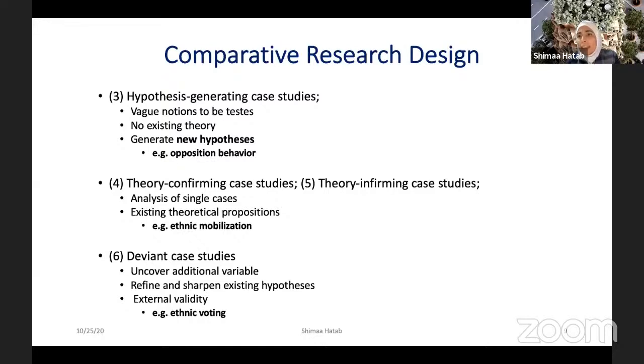So if this is the theory, and it didn't happen, so displacement, harsh crackdown, all the conditions are actually already there in this particular case, but you didn't find the outcome. So it might be a deviant case you need to study in order to refine existing hypotheses. You might come up with a totally different hypothesis to be tested in other cases.